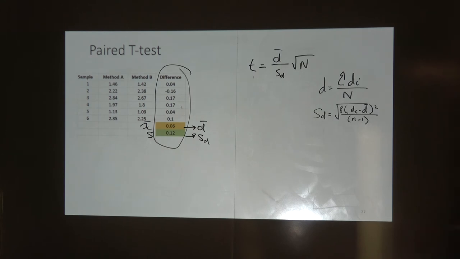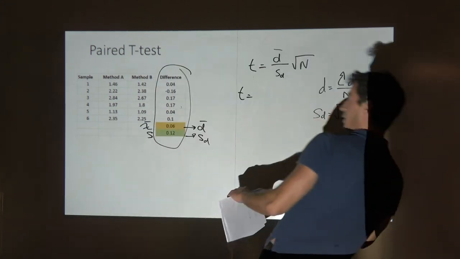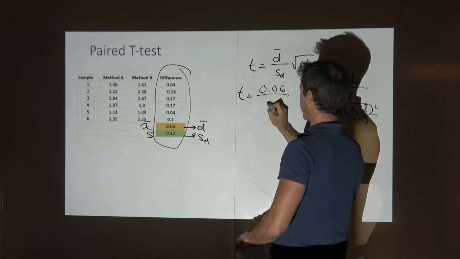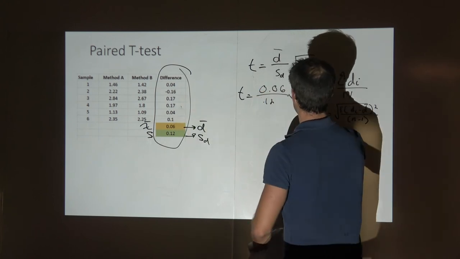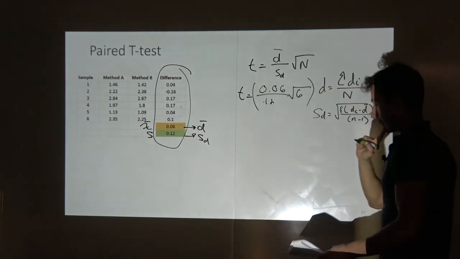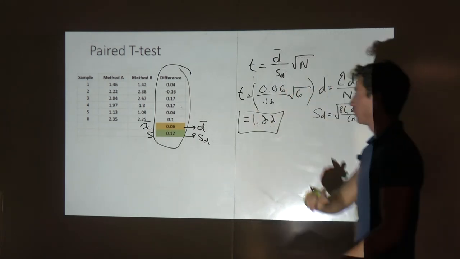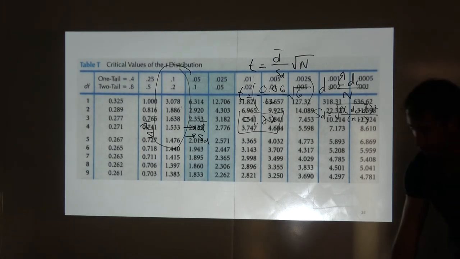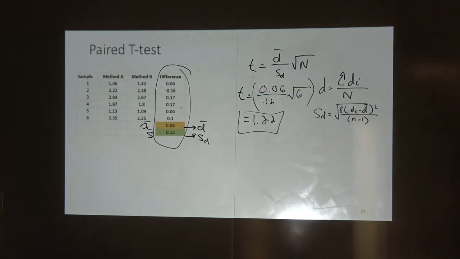Okay, so our t statistic here then is, can't even see, I'm in my own shadow, 0.06 divided by 1.2 times the square root of 1, 2, 3, 4, 5, 6. Okay? So the t is 1.22. Okay? So let's go to the table. 1.22. God, this is awful. I hate to erase it. So you've got this 1.22.